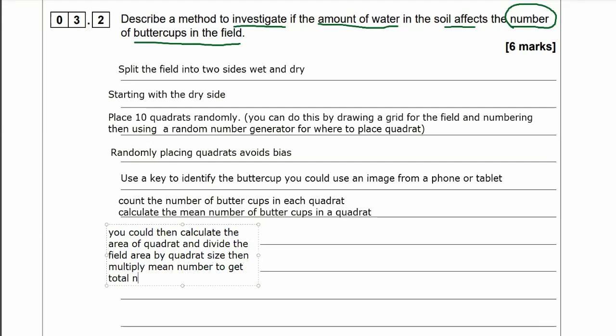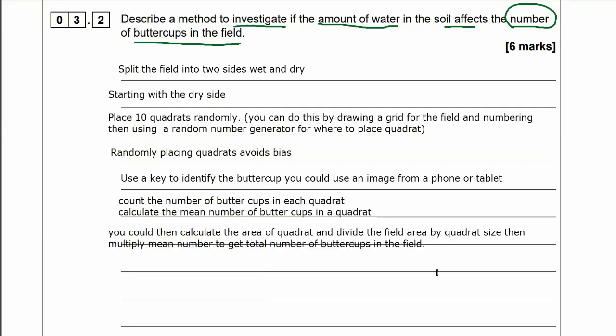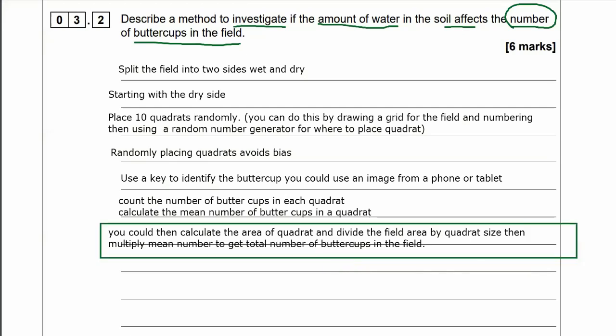It's also probably important to mention how you decide what's the wet and dry side of the field. You could do this using a water meter or a hydrometer, something that actually gives you a quantitative measurement of the moisture in both sides of the field, so you can decide which side is the dry and which side is the wet.